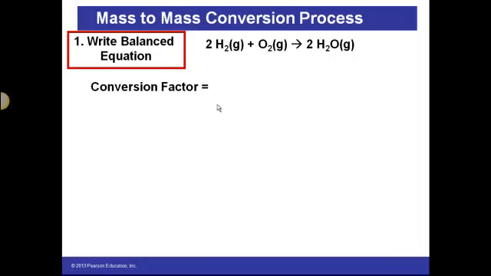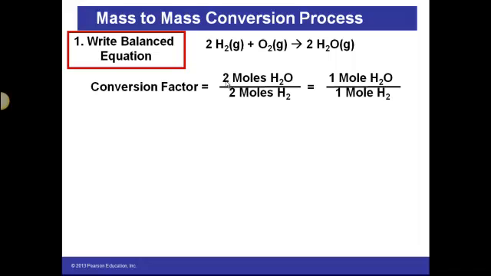So we can write down conversion factors. These are our mole-to-mole conversion factors. We know if we are going to make 2 moles of water, we're going to need 2 moles of hydrogen gas to do that. So this one will reduce to a 1-to-1 mole ratio. 2 and 2 are going to cancel. So for every 1 mole of water that we make, we're going to need 1 mole of hydrogen gas.